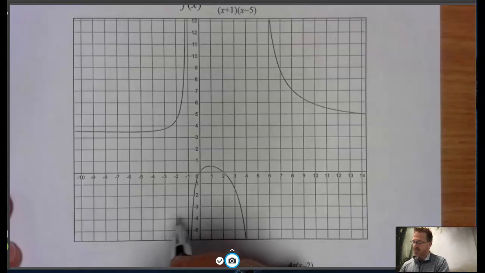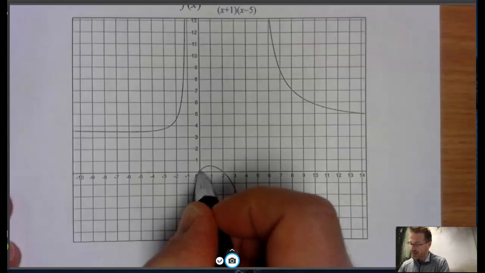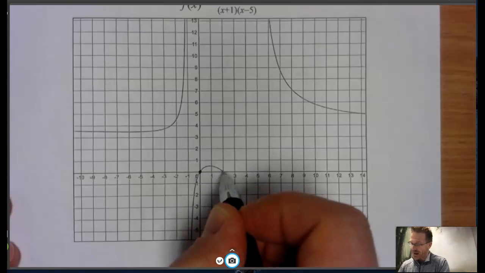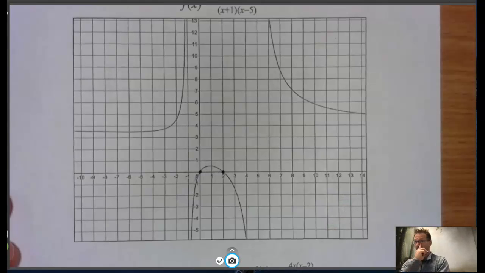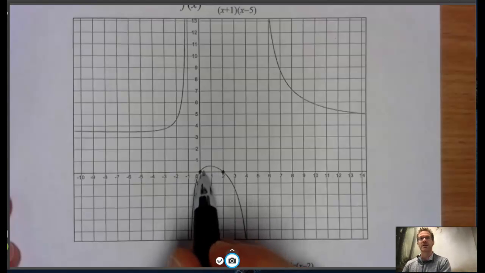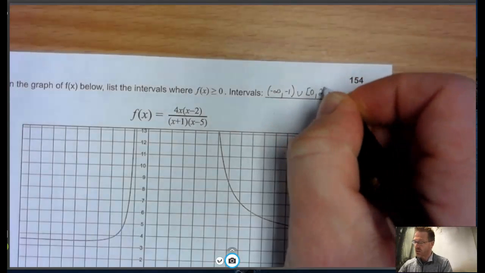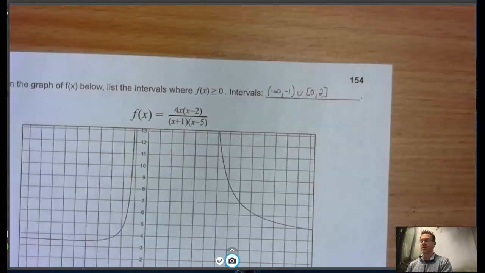Now when I look here, I get a piece of the graph that's below, then I hit right here, I go above, and then I hit again here. So I can see from 0 to 2, this piece of my graph is either touching or above the x-axis, so I get to include everything in this interval. And notice I get to include 0 and 2 as part of my solution set because we have the bar here, greater than or equal to 0. So if I touch the x-axis, I can include it.